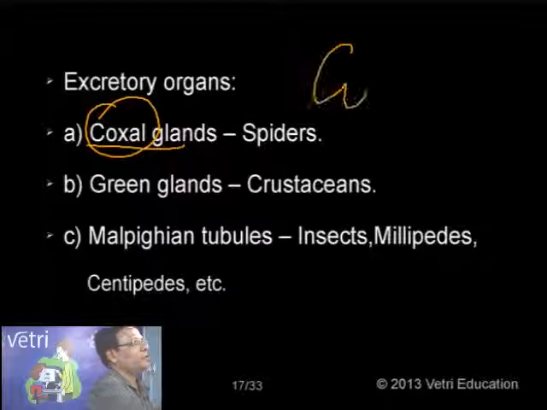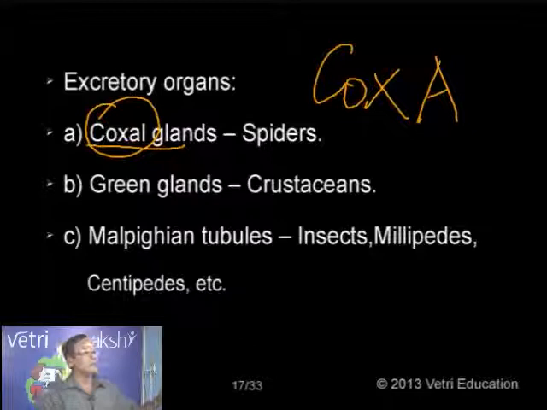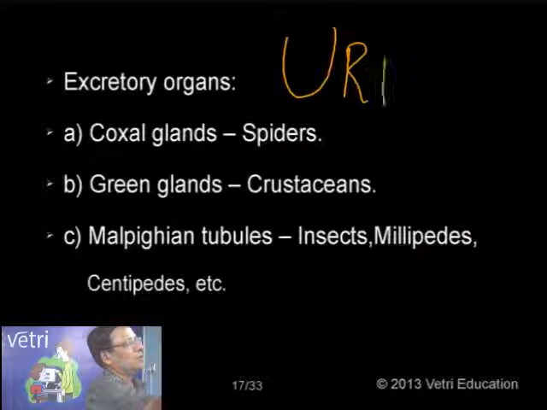In the excretory system, the organ is located in the coxa, the gland, hence the name coxal glands. Spiders excrete their waste product by means of coxal glands. Again, there is a peculiarity. Suppose you are taking all the insects, we have the excretory product in the form of uric acid. In all insects, the waste product is uric acid.